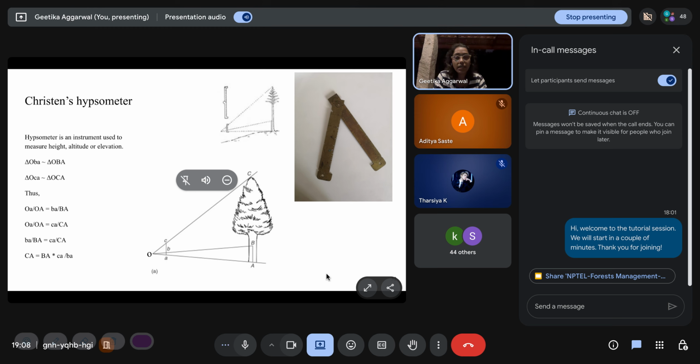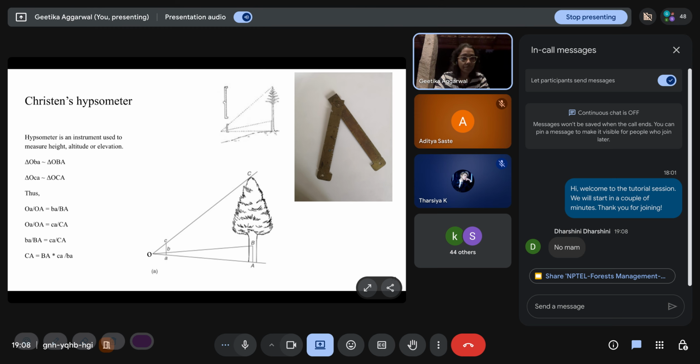I hope this is clear. Does anybody have any doubts on this slide? It can be slightly confusing, but it's straightforward once you understand it, though it can be confusing how this is happening.